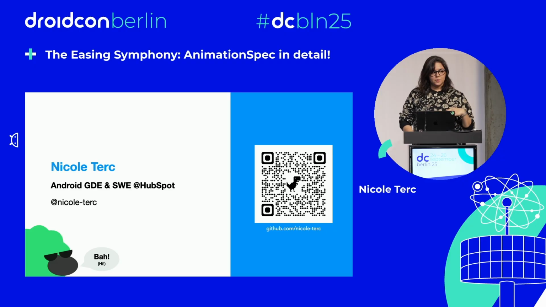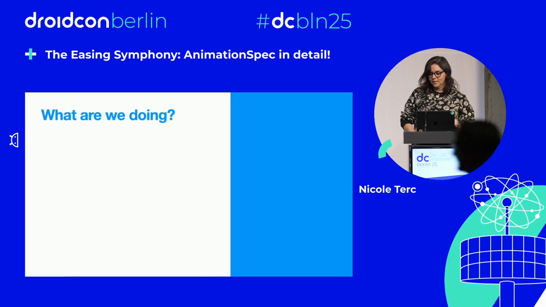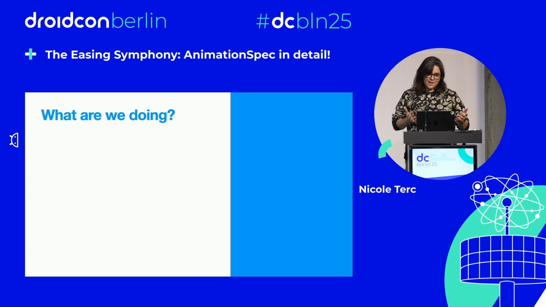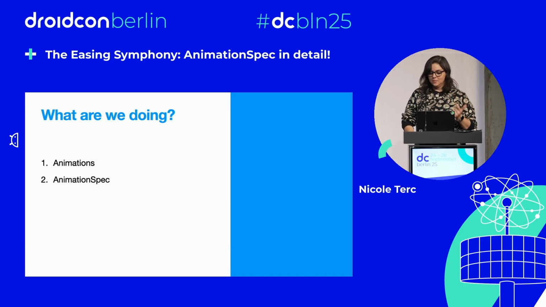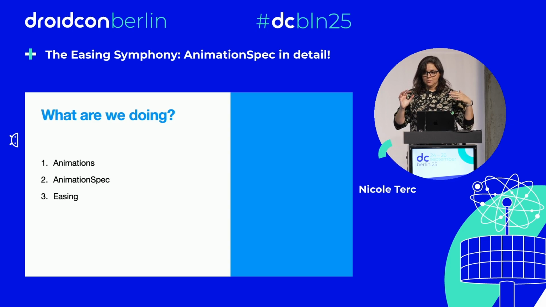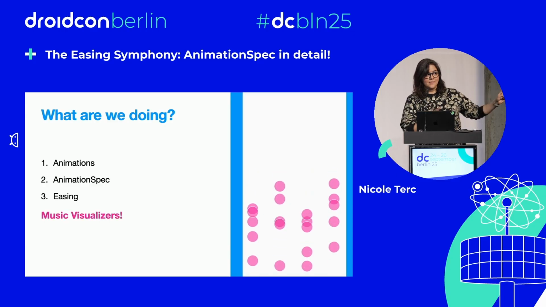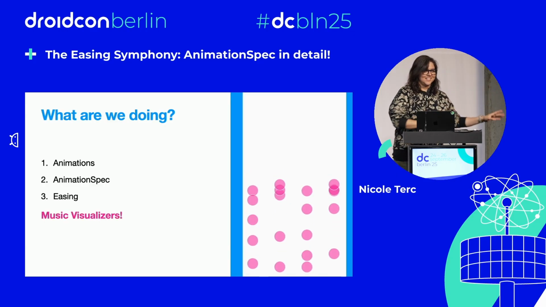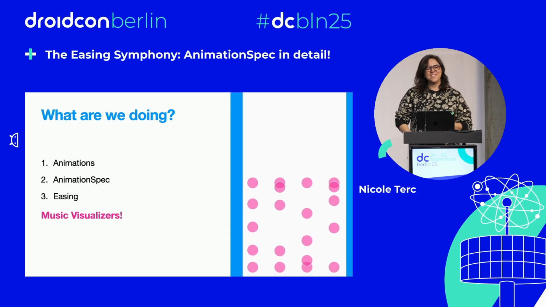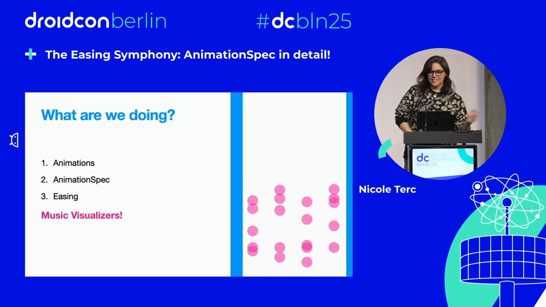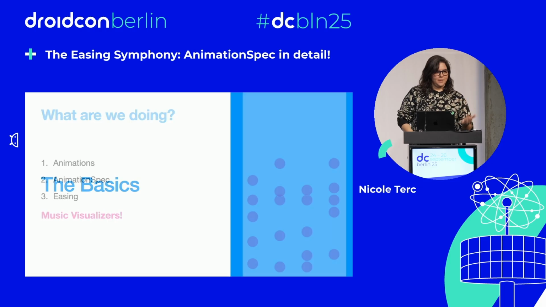Cool. But with this out of the way, let's take a look at what we are actually going to be doing today. If the name didn't already give it away, we're going to be covering 3 things. We're going to be talking about animations, about AnimationSpec, and about easing. And in order to tie them all together, we're going to be making some music visualizers. Cue to see if it works. It works, great. But before we start with any of this, let's take a look at some basics.